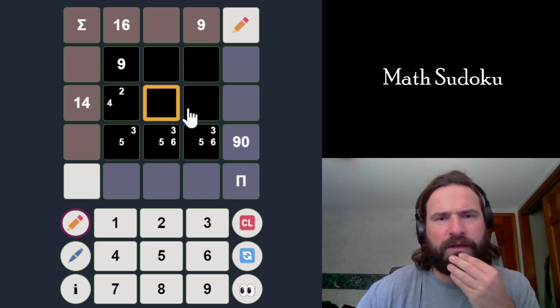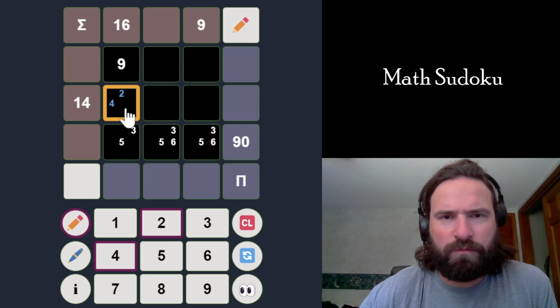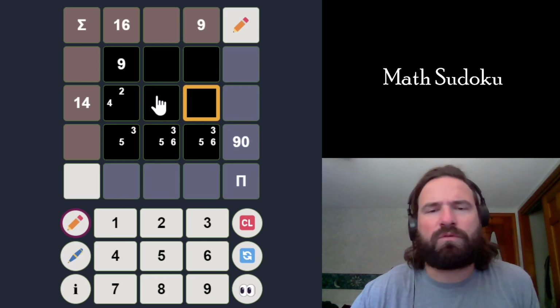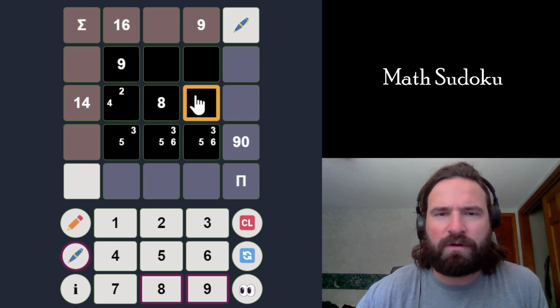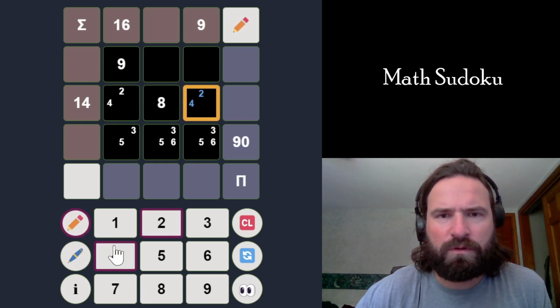Okay, 2, 4, 8. Is that the only way I can make 14 with these numbers? So it can't be a 1 with a 2 or a 4. So if this was a 4, is there no other way that I can make 10? I have 8 and 2. Yeah, 7 and 3 doesn't work. Okay, so this is 2, 4, 8, which makes this an 8. That was tough to figure out, though. A lot of weird stuff. And this is a 2 or a 4.